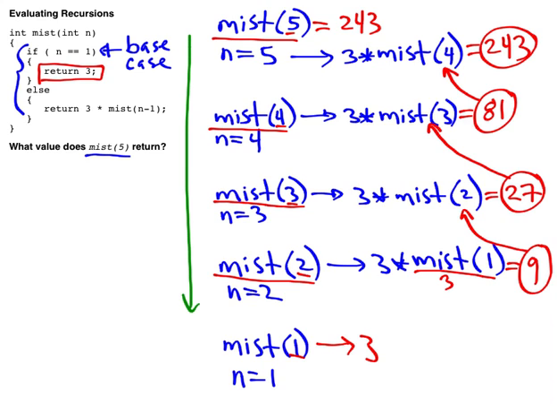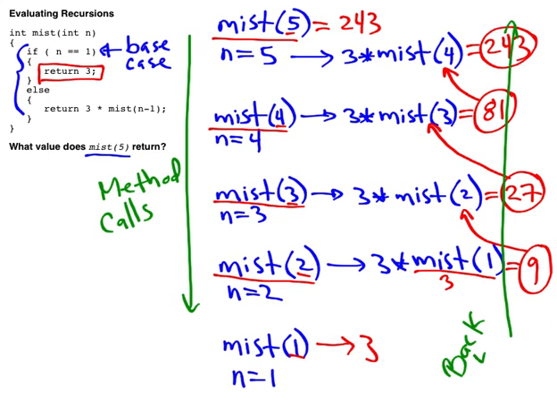Initially, we tracked the method calls. And then we evaluated everything, and we did the back substitution. So there's this back and forth. We have to first track all the method calls, and when we finally get to the base case, then we have to do this back substitution and keep putting values in until we get to the initial method call of mist 5 and the outcome.